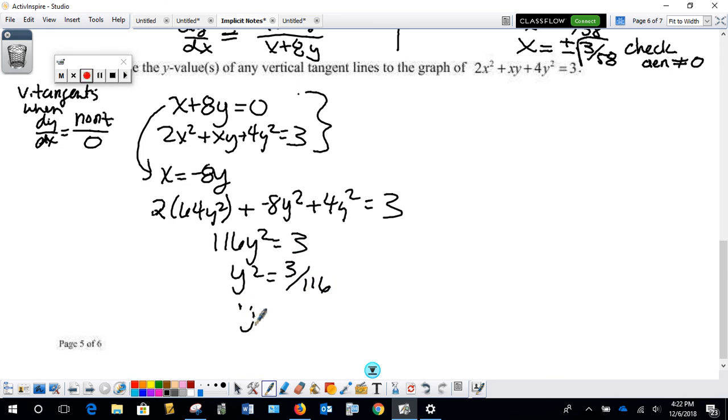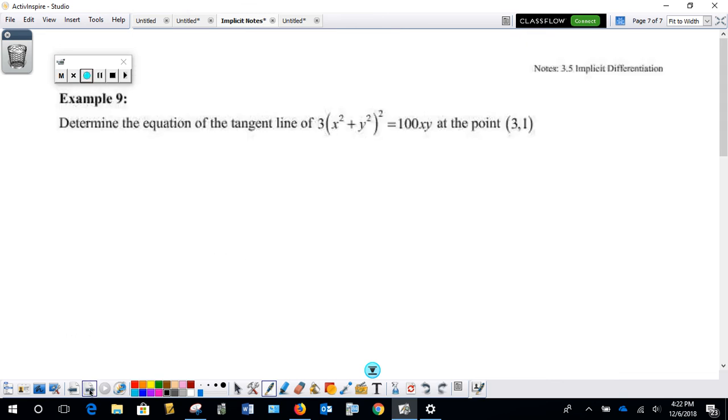Y squared equals 3 over 116. Y equals plus or minus the square root of 3 over 116. And again, I'm just going to make a note. You probably should check that the numerator does not equal 0 if you have time on the AP. Right? So that shows you those examples.